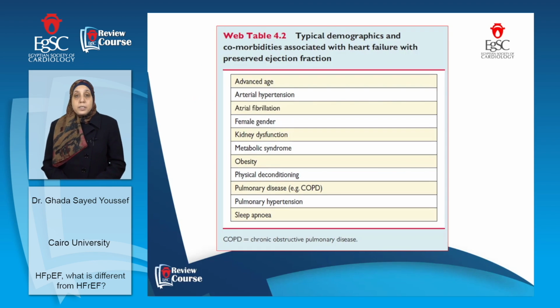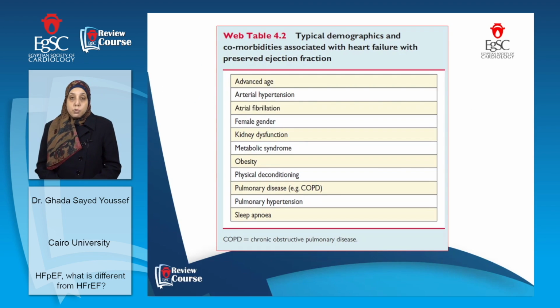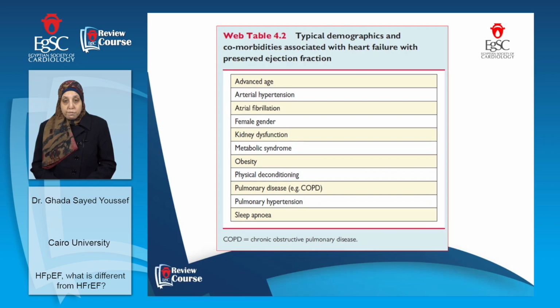This is the typical demographic and comorbidities associated with patients with HFpEF. We can see that patients with advanced age, female gender, hypertension, kidney disease, metabolic syndrome, obesity, pulmonary diseases, pulmonary hypertension, all these patients are prone to heart failure with preserved ejection fraction.